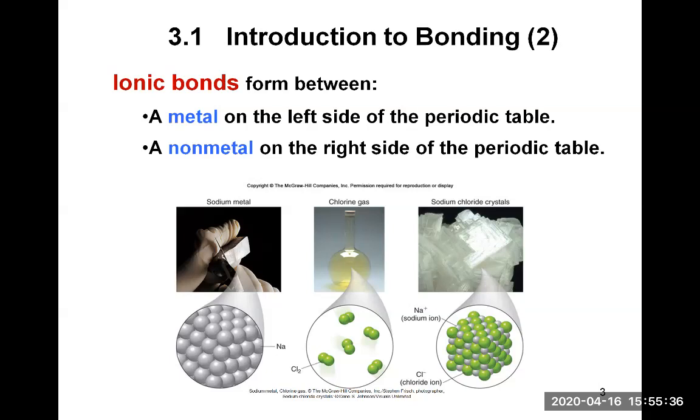But if they are combined and bonded together, they form NaCl, which is table salt. Table salt, we put it on our food and eat it every day. It's a great food taste enhancer. When they are bonded together, they form this white crystal, and it's an ionic bond because one is a metal, the other is a non-metal.